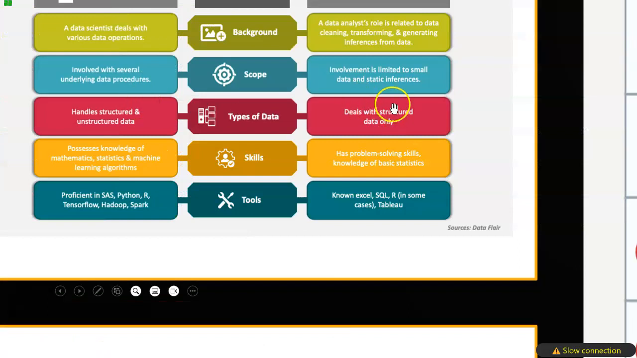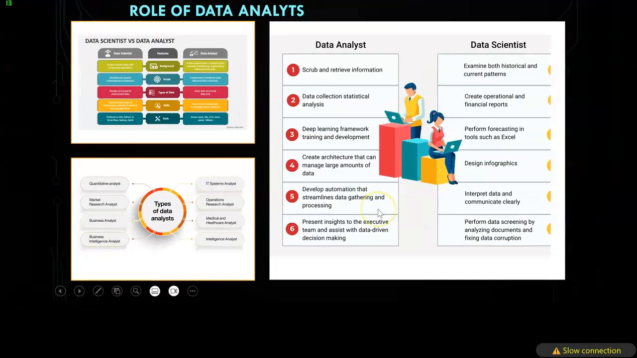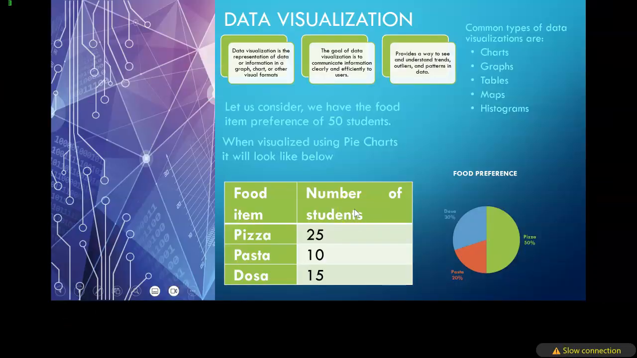Now, you only work with structured data, as I've explained, in a table format. You should have knowledge in basic statistics. You use intelligence tools like Excel and SQL. In R, we are going to use Python, and for Tableau here, we are going to use Power BI. So that is data analytics. You can read here to understand more about data analytics.